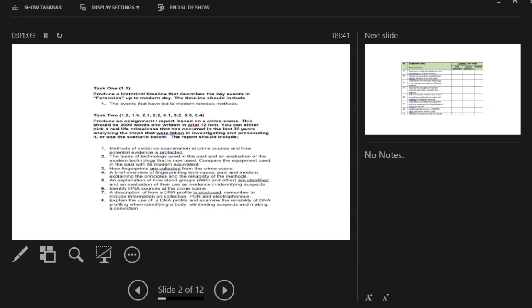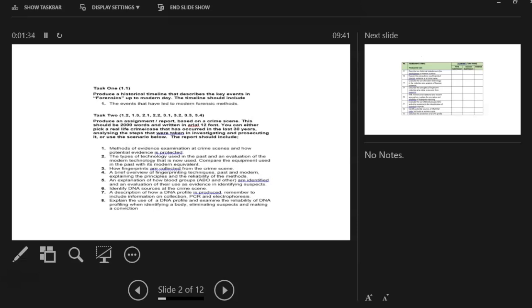The second task is a report based on a crime scene. So the idea is that you'll write a report as if you've been investigating a crime. Pretty much the only difference with a report for me is it's got titles. So you'll put a title for maybe each criteria or something like that. And the idea is that it will be based on a case.